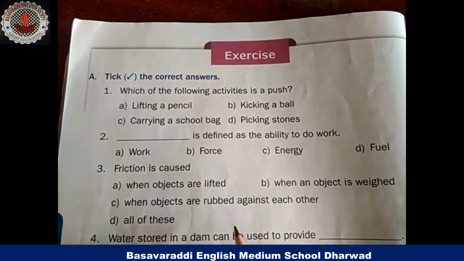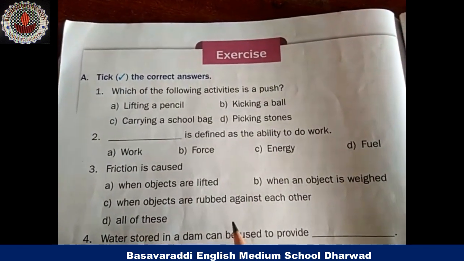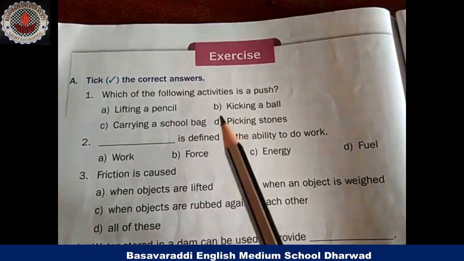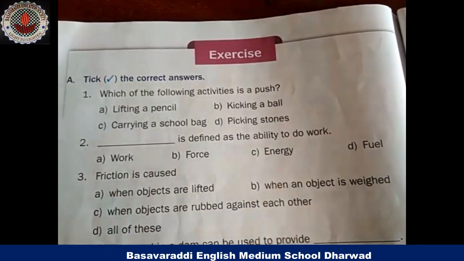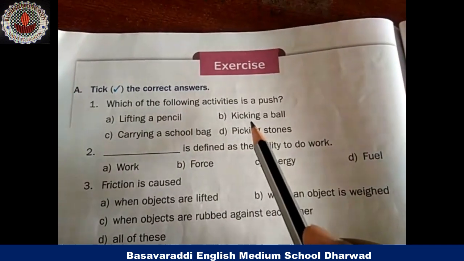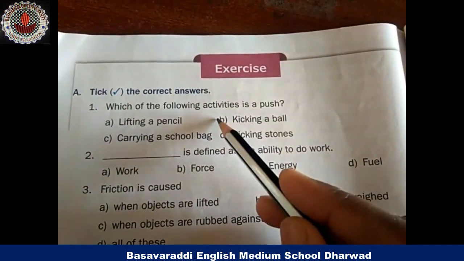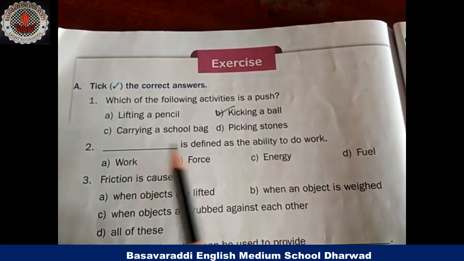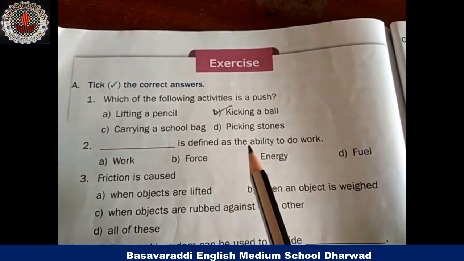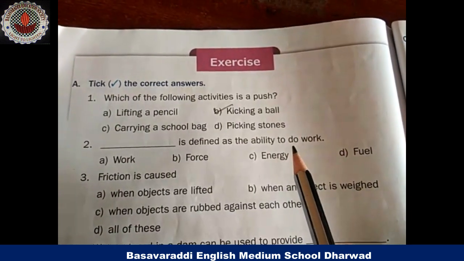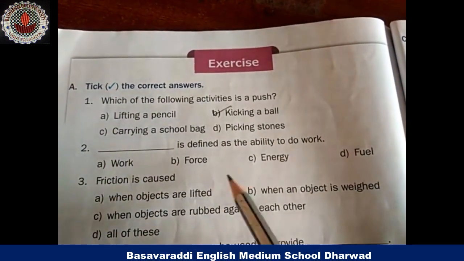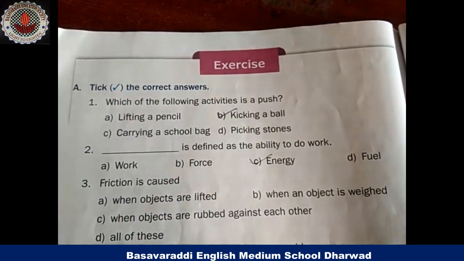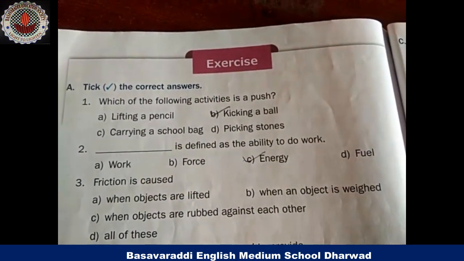Next exercise part, tick the correct answers. First one, which of the following activities is a push? Kicking a ball, this activity is a push. Second one, blank is defined as the ability to do work. Answer is energy. Energy is defined as the ability to do work.